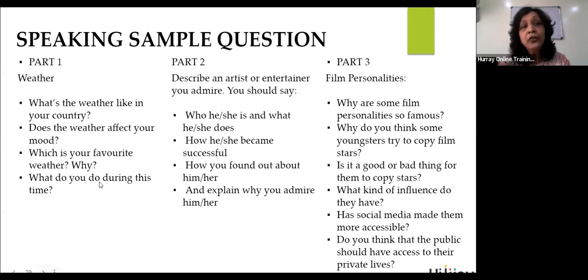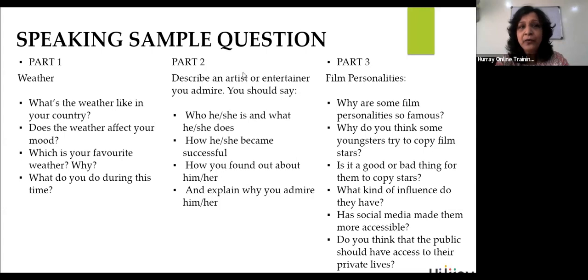Or they could ask you, what do you do during your favorite weather? What are the activities you do? For example, if you say summer is your favorite weather, you could say, I go swimming during the summer season, or I go on long rides or drives on the highways, or I go to hill stations, I visit cold places. So different activities you do. I drink cold lemonade juice. So there are so many activities you do during your favorite season.